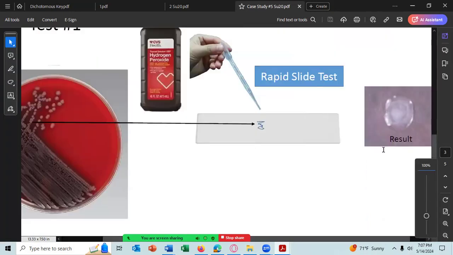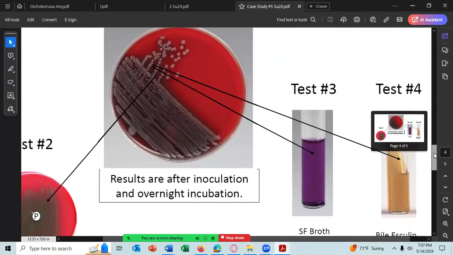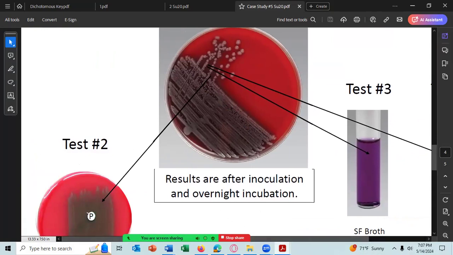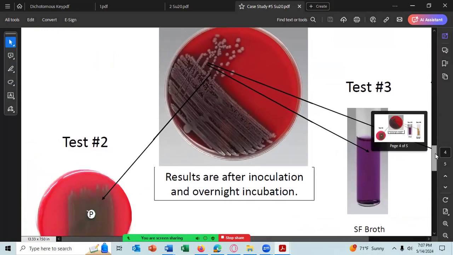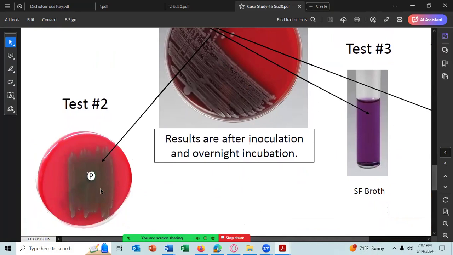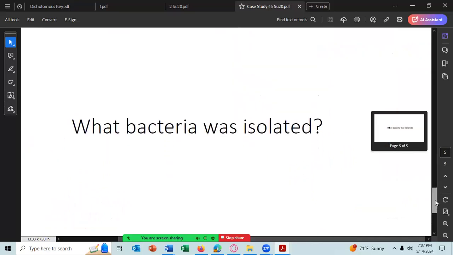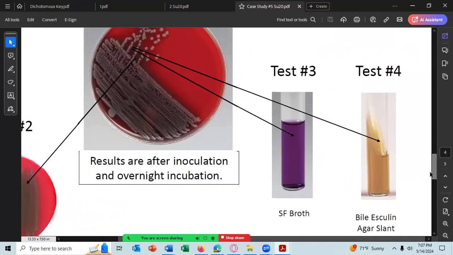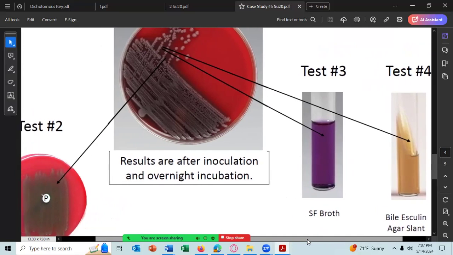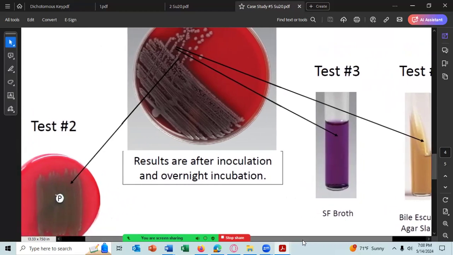They did the catalase test. There's the results of the catalase test. They then did some other tests. That's the optochin sensitivity test. This is the SF broth test. And there's the bile esculin agar test. Okay? So, what did you get for, obviously blood agar?